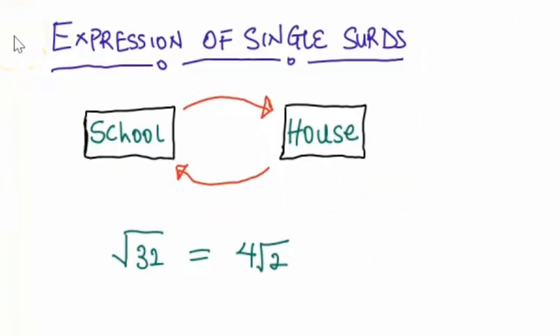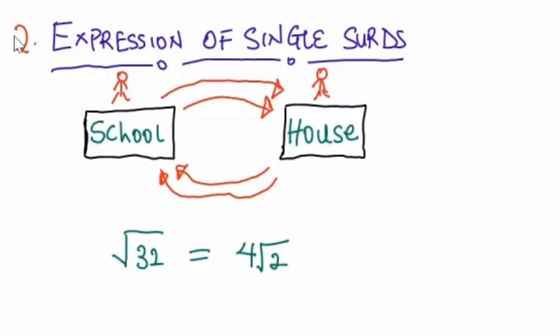In this section of this video, we'll look at the expression of single surd. For us to understand the expression of single surd, we are going to look at this illustration. We have a student who leaves his house every day and walks to his school. Now, we expect that student at the end of the day to be able to leave his school and also walk back to his house because it's just a reverse of what the student did earlier. So in this case, the expression of single surd is just the opposite of the simplification of surd.